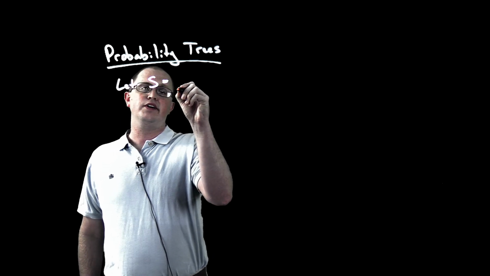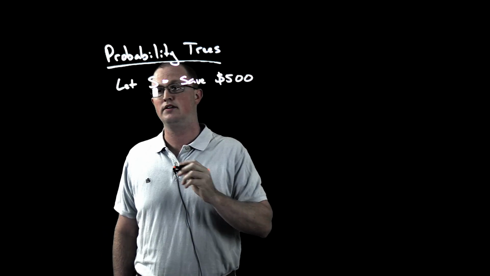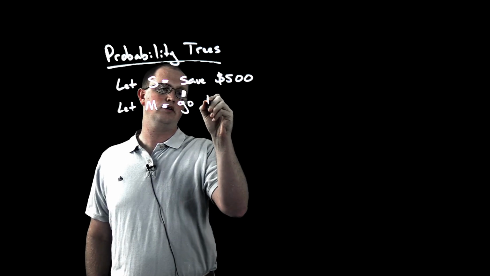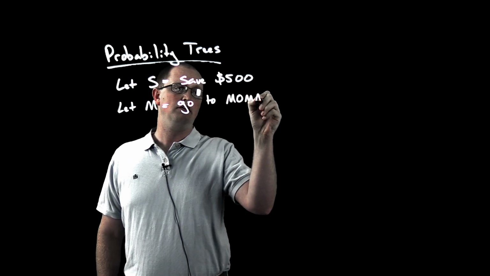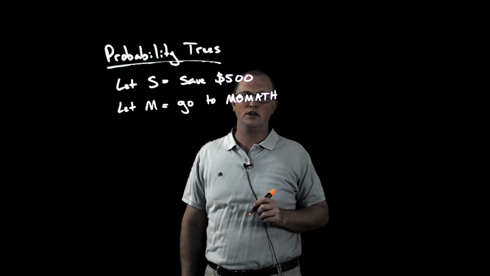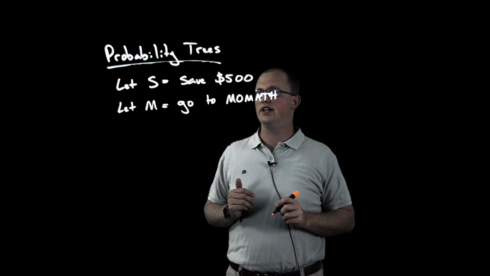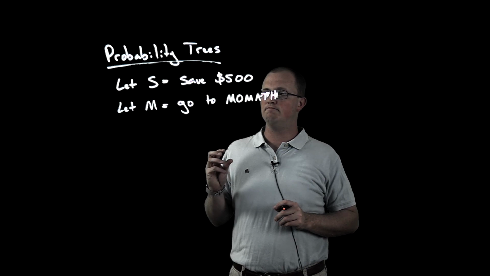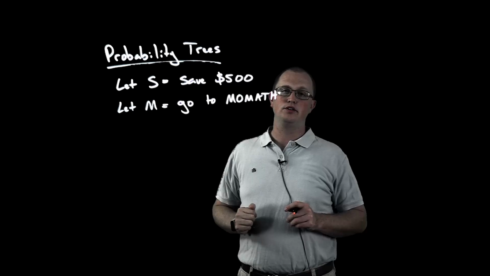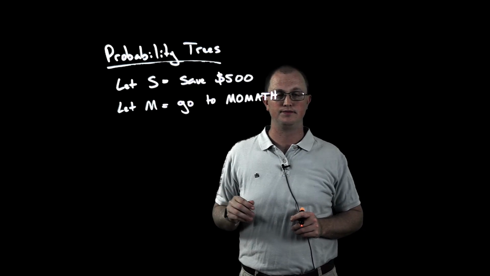Let S be the event that you save $500. And let M be the event that you go to MoMath. Now, we said that the chance of you going to MoMath depends on whether or not you saved $500 or not. So those are all conditional probabilities.